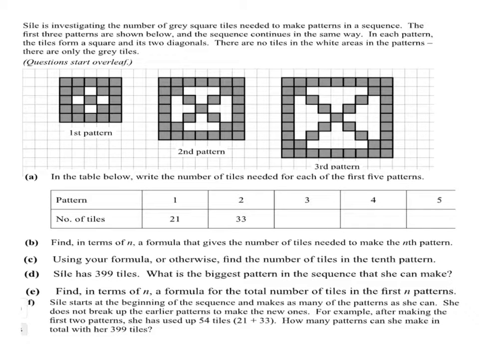In each pattern, the tiles form a square and its 2 diagonals. So we have a square and its 2 diagonals, a square and its 2 diagonals, a square and its 2 diagonals. There are no tiles in the white areas in the patterns. There are only grey tiles.